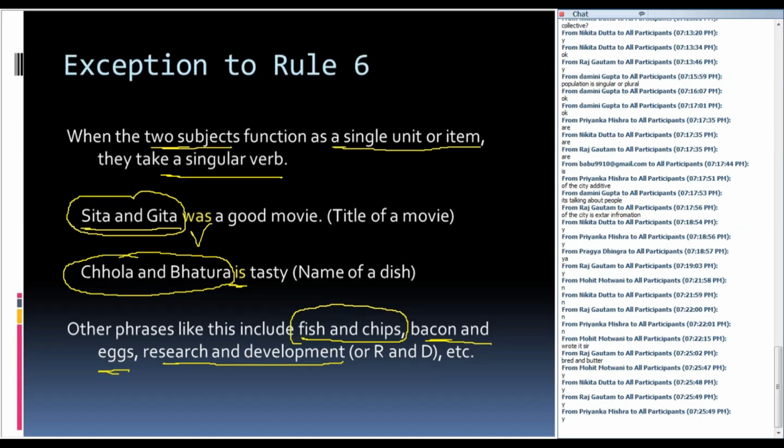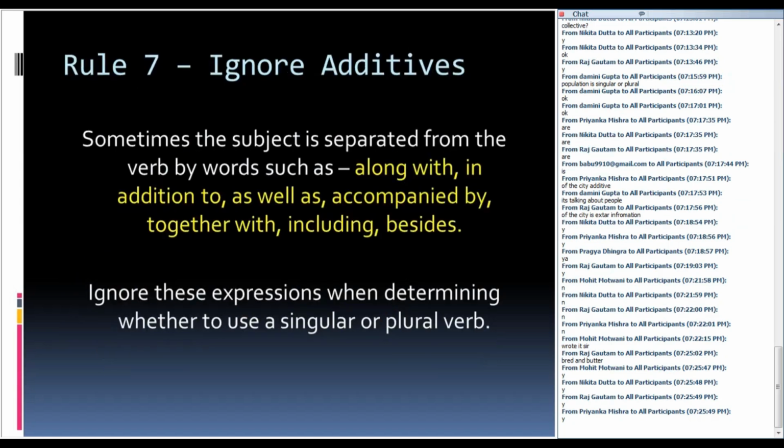Okay, rule number 7. Like I told you, ignore additives because additives are nothing but modifiers. Sometimes the subject is separated from the verb by words such as, now remember these words: along with, in addition to, as well as, accompanied by, together with, including, besides. These words are nothing but modifiers. They are called additives. And just like other modifiers, you will have to ignore these expressions when determining whether you have to use a singular or a plural verb.